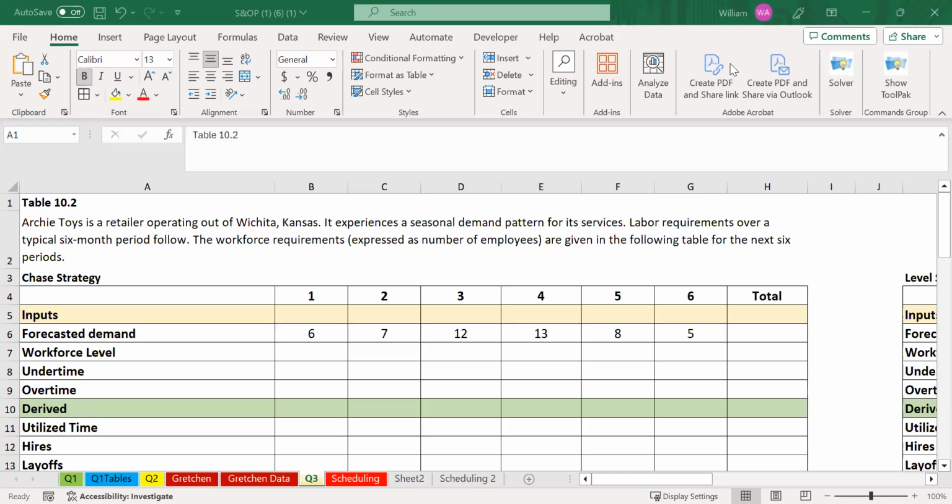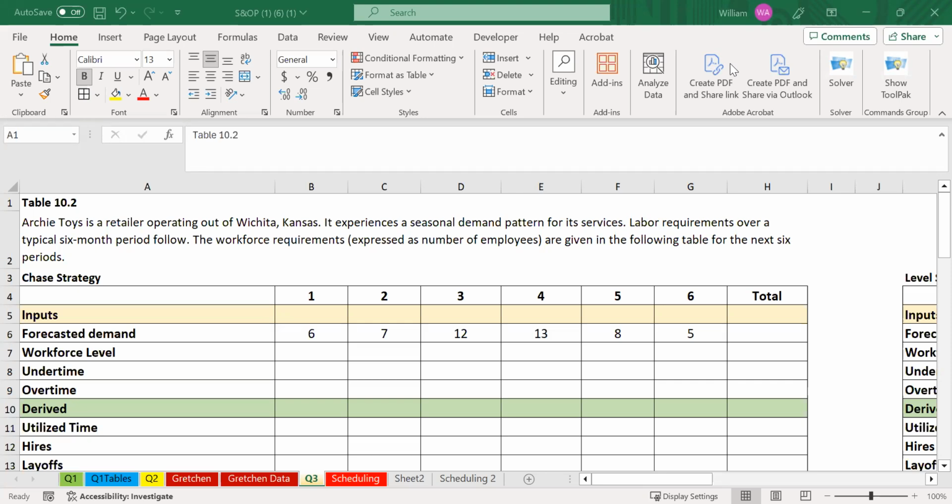Hi, I'm going to take this opportunity to go over how to calculate a chase strategy versus a level strategy when given information about a company's forecasted levels of demand, and how you go about figuring out how many employees we should have to meet a certain level of demand.